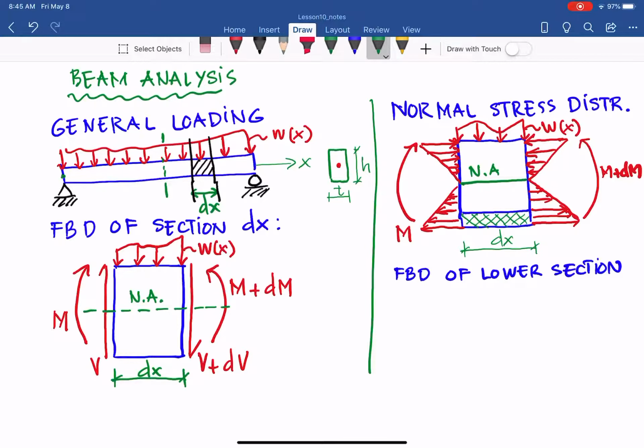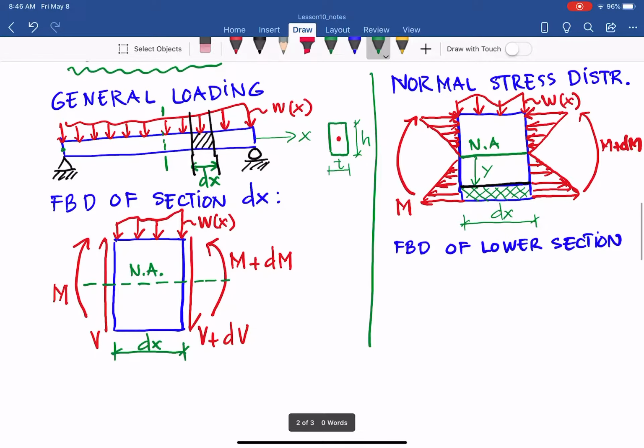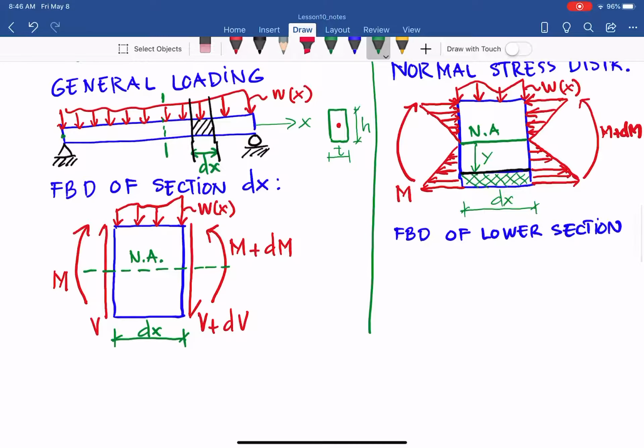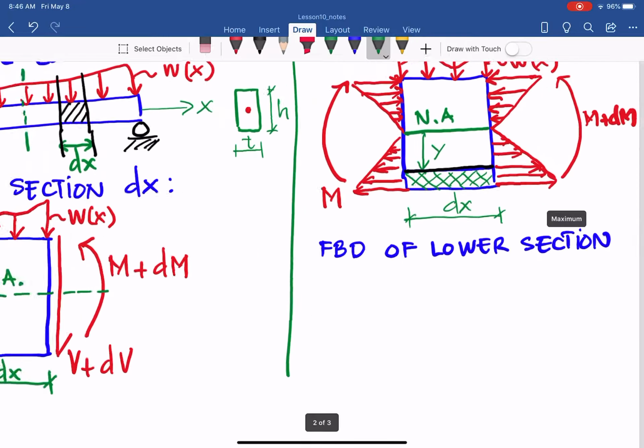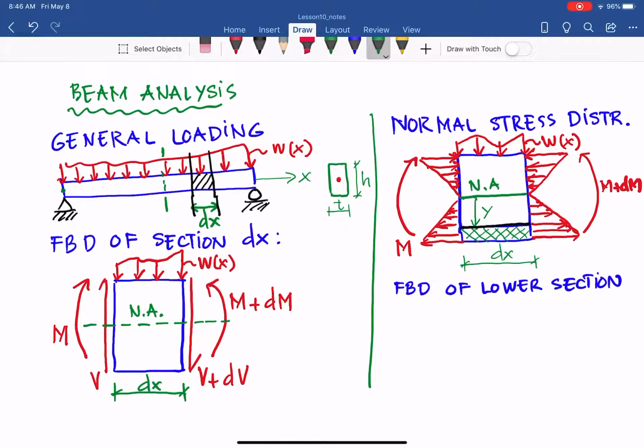And let me call y the distance from the neutral axis to the location that I cut. That location. Okay, so that is the y that I'm calling from the neutral axis to the position that I want to cut. That is y. So what do I have? Let's draw the free body diagram for the lower section, and now I put it in 3D. So that is the lower section that we have in here. Let's put that section in 3D.